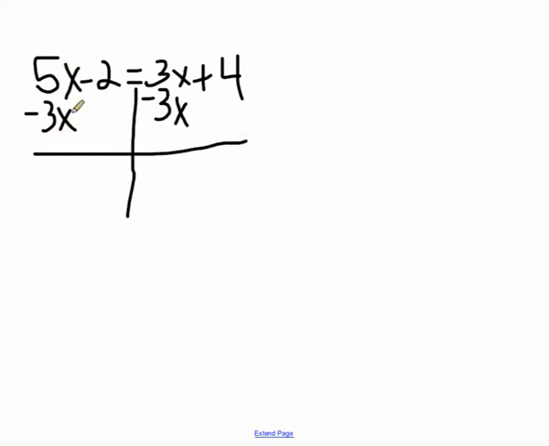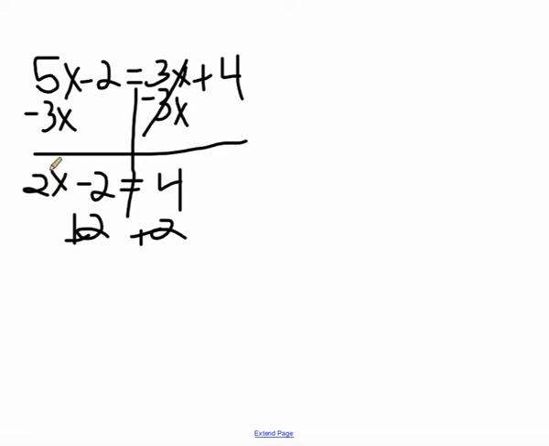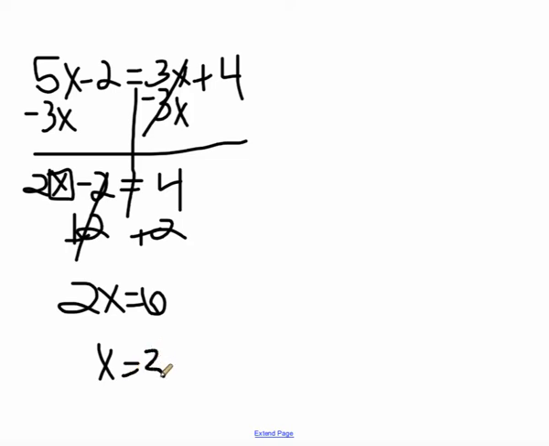5x minus 3x, again these are like terms, is 2x. My minus 2 did not change, so that comes down. Equals 3x minus 3x is 0, so that's gone. My 4 comes down. Now it's a two-step problem. Plus 2, because my variable is over here, so I want to isolate this. That's why I'm adding 2. This is 0, so bring down my 2x equals 6. So x equals 3, because 6 divided by 2 is 3.